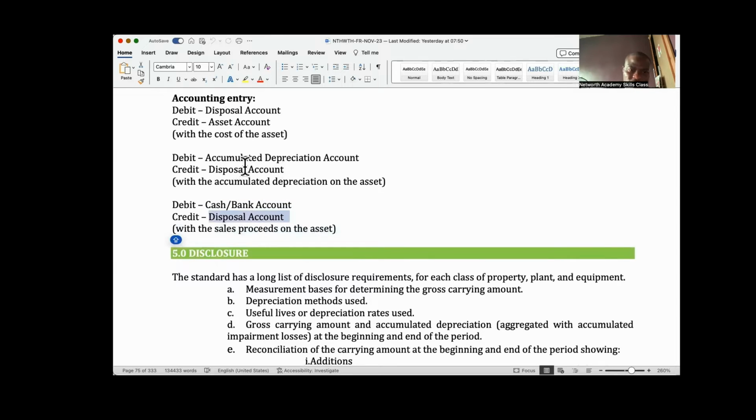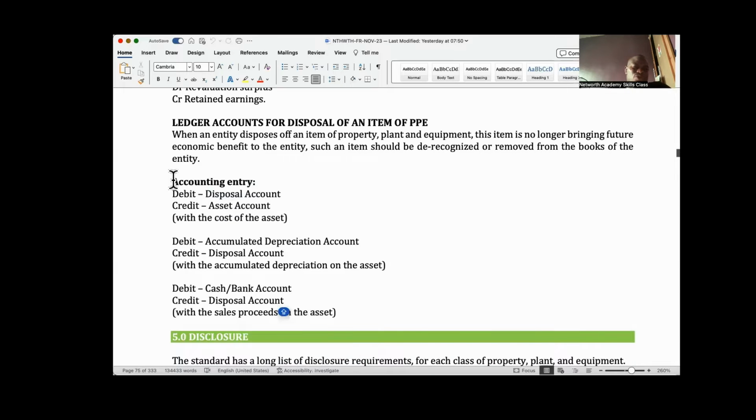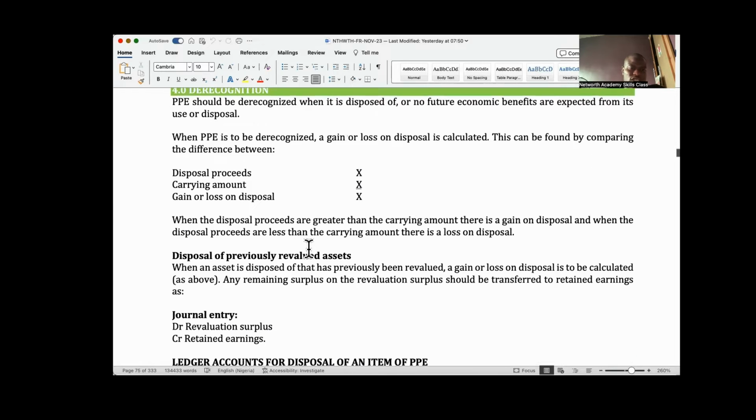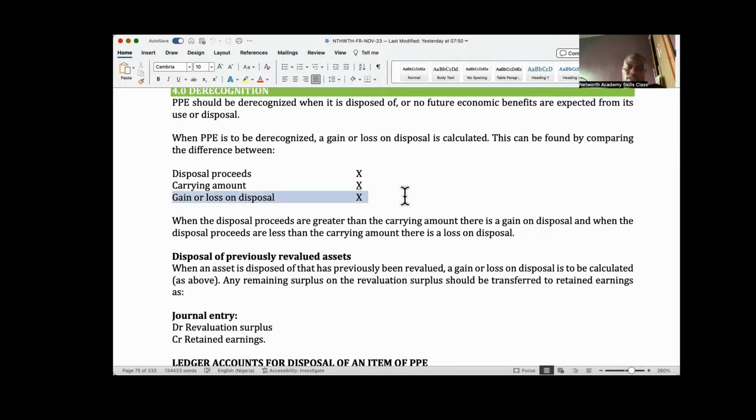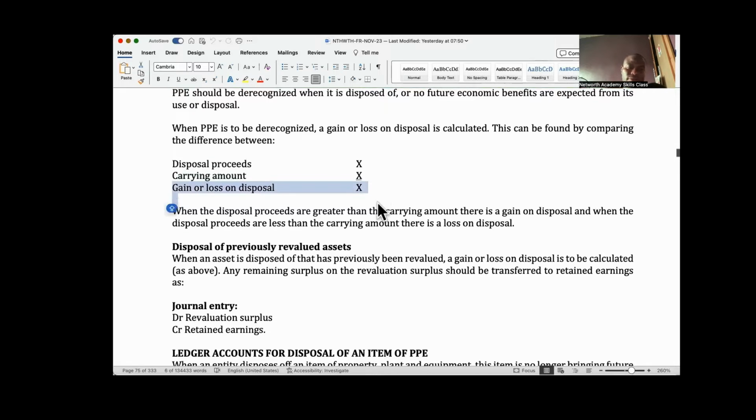From all of these entries you have passed, the balance in your disposal account will now be a gain or a loss on disposal. So usually your exam mostly will not ask you to do this, but they can. But majorly, when you sell an asset, just know that we will need to get a gain or loss on disposal by comparing the amount you received and the carrying amount, and that gives you a gain or loss on disposal. This gain or loss on disposal, just take it to your profit or loss statement. It goes to your P&L.